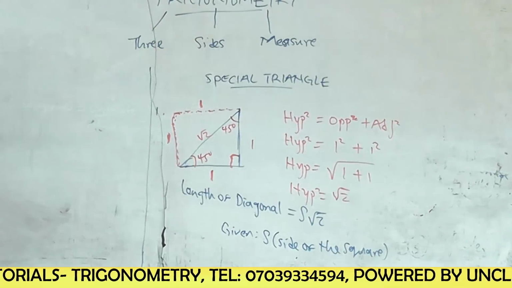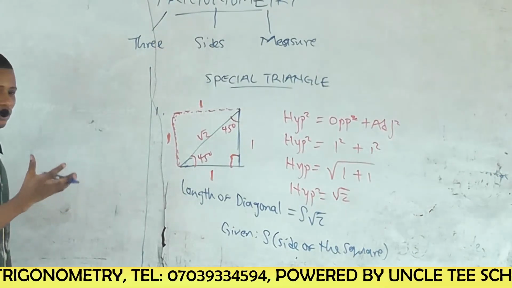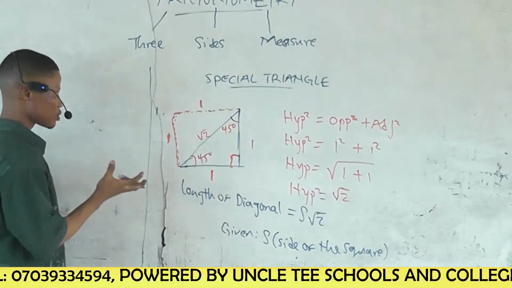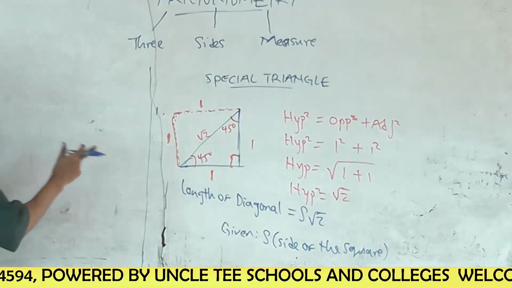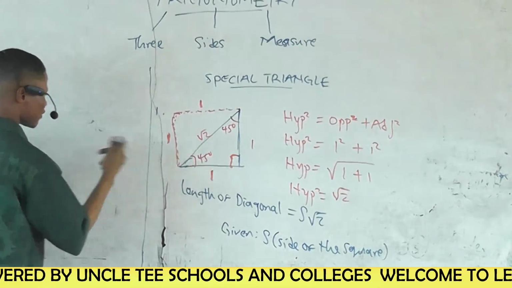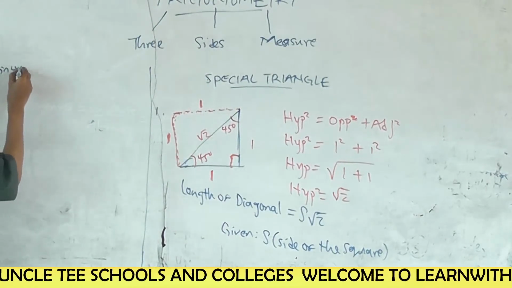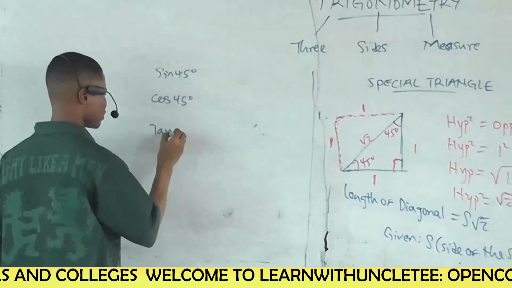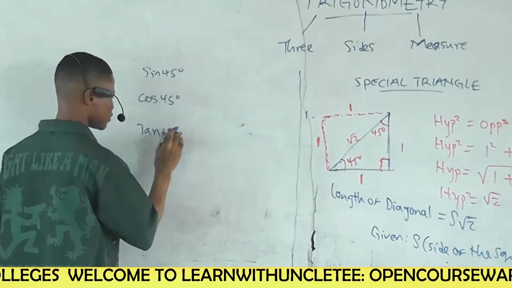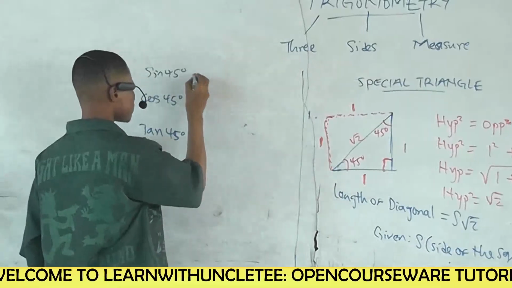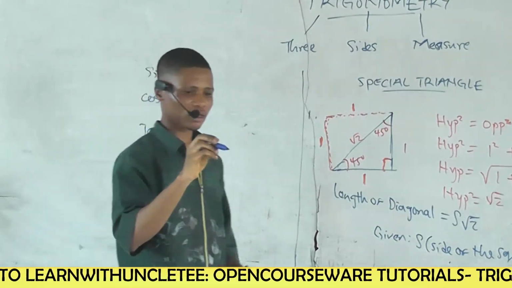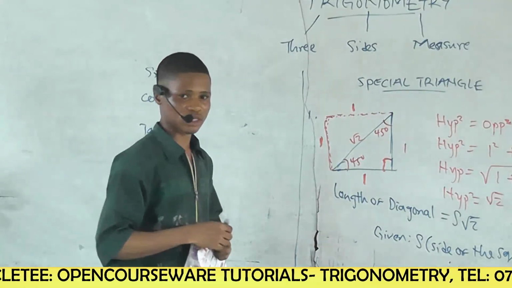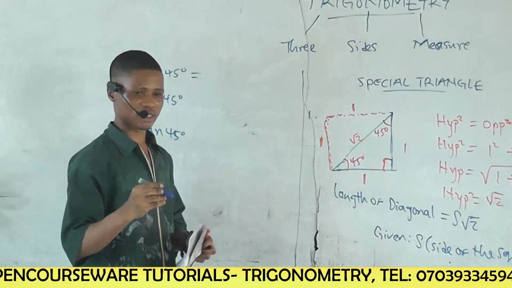Okay, let's continue. Now, I said we are going to look for the special triangle, right? The angle of a special triangle. Now, 45 degree. If you are to consider 45 degree, sine 45 degree, cos 45 degree, and tan 45 degree. From here now, from the trigonometry identity I gave to you, the trig ratio, what is sine theta? What is sine theta from what I gave to you?